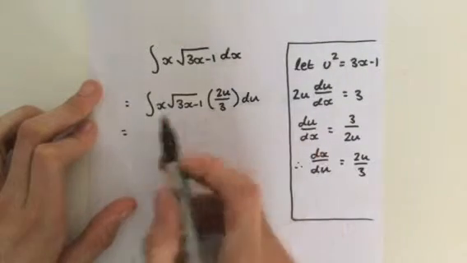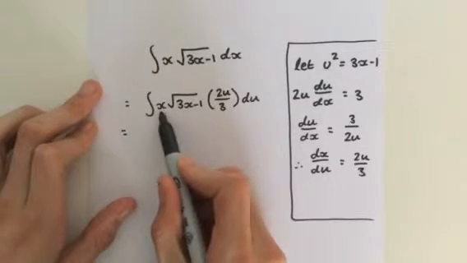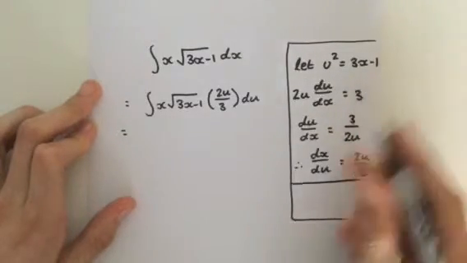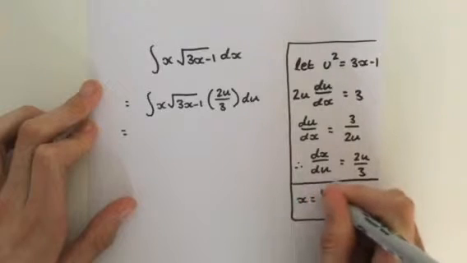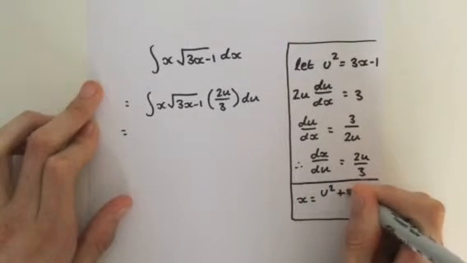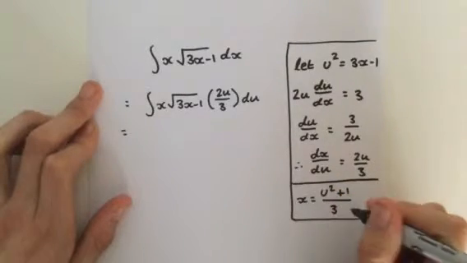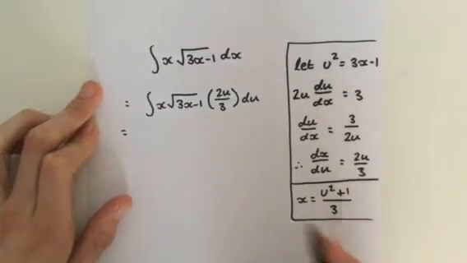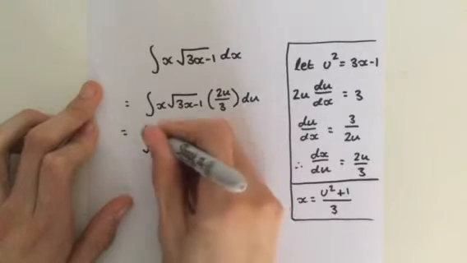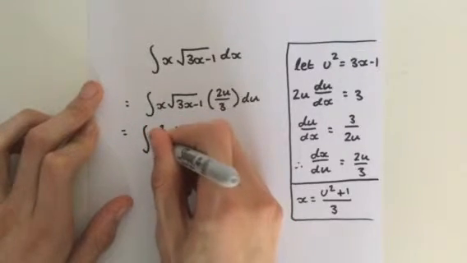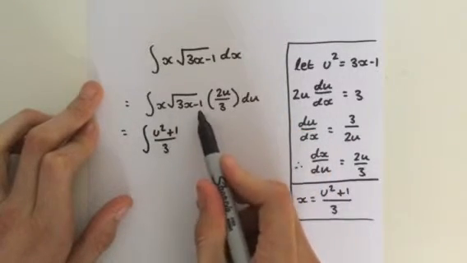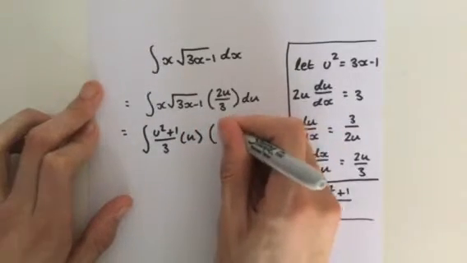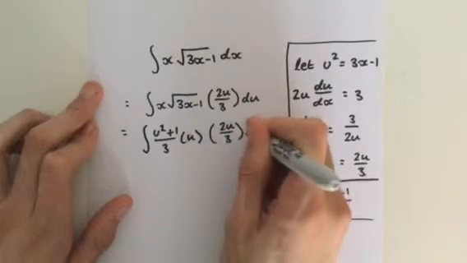Right, so we've got x's here, well, we've got this x which we need to get rid of. So what is x in terms of u? Just rearrange this top equation and we're going to get x is equal to u squared plus 1 divided by 3. Alright, so we need to substitute x for u squared plus 1 over 3, and therefore we're going to get the integral of u squared plus 1 divided by 3 multiplied by the square root of 3x minus 1, which is just u, multiplied by u, and then we're going to multiply that by 2u divided by 3 du.